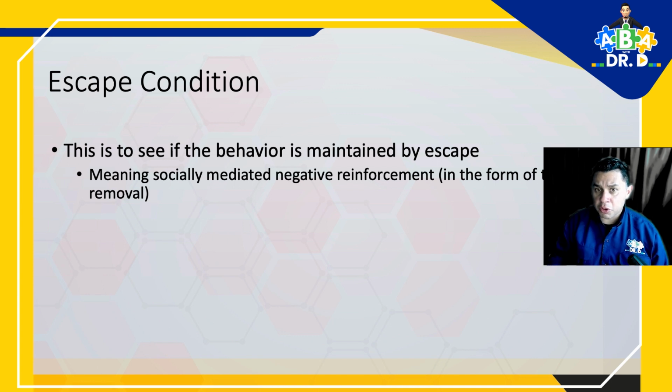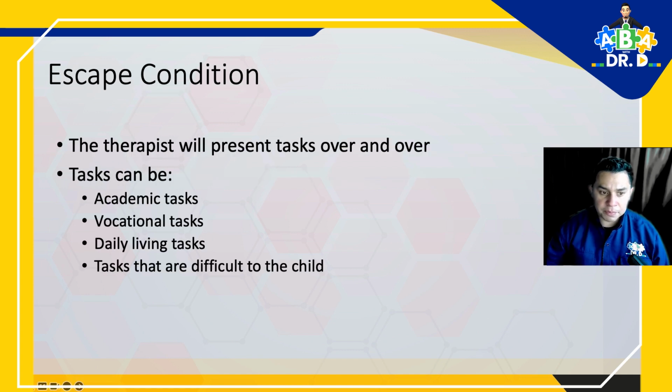A lot of children that we work with engage in escape maintained behaviors. So it's really important to understand that it is sometimes very common to see that. But this particular assessment allows us to confirm that. Sometimes there can be a dual or double function occurring. You can have an attention function and an escape function. But once again, the FA allows us to confirm that. Here it says socially mediated negative reinforcement in the form of task removal, so removing a task contingent on the problem behavior.